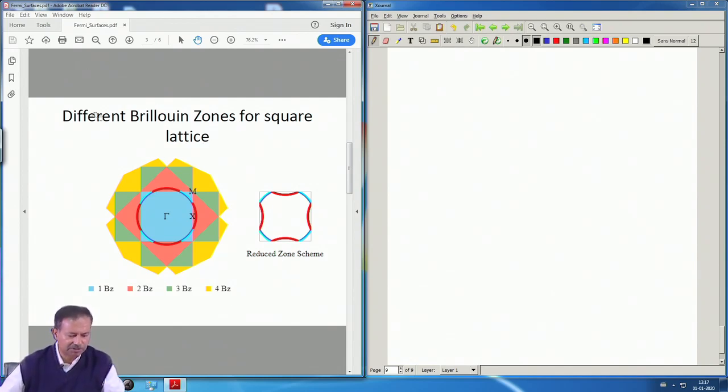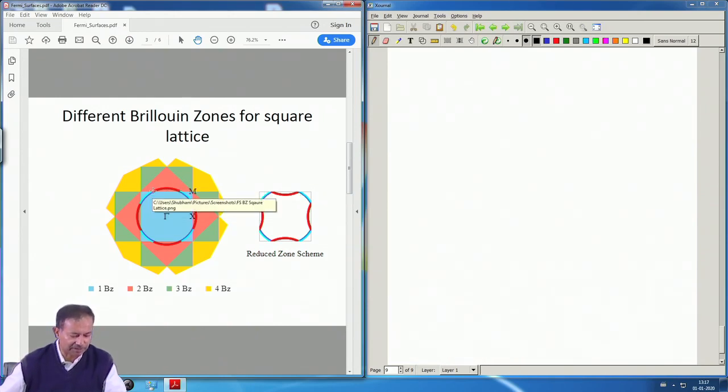So, the blue one is the first Brillouin zone, the pink one is the second Brillouin zone, the greenish one is the third Brillouin zone, yellow is the fourth Brillouin zone, and so on. And look at how the Fermi surface now looks. It has gone beyond the first Brillouin zone, because your filling is such, your density is such, that the Fermi surface has gone beyond the first Brillouin zone.